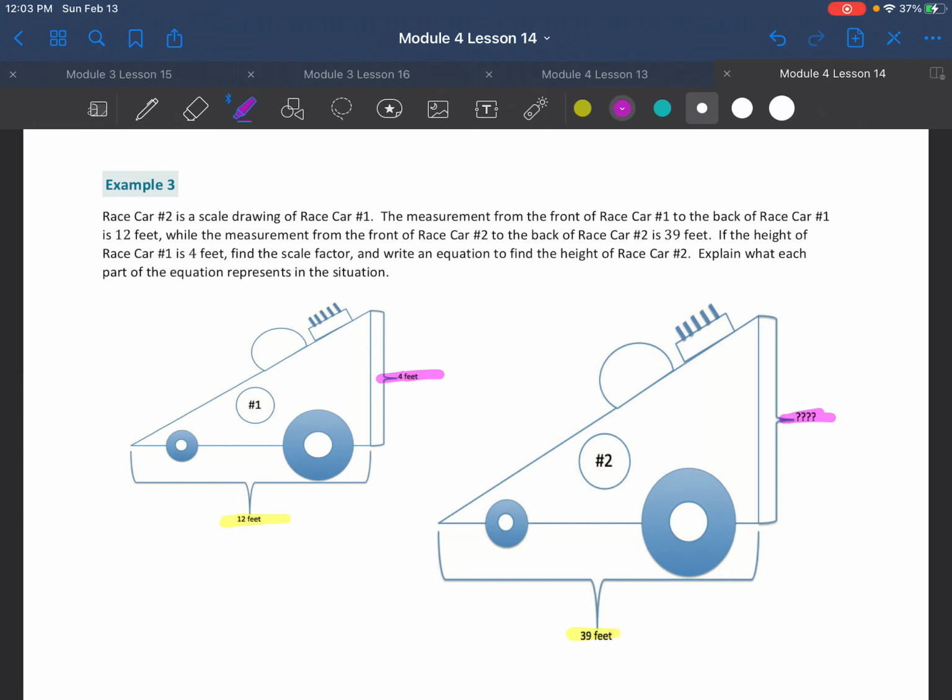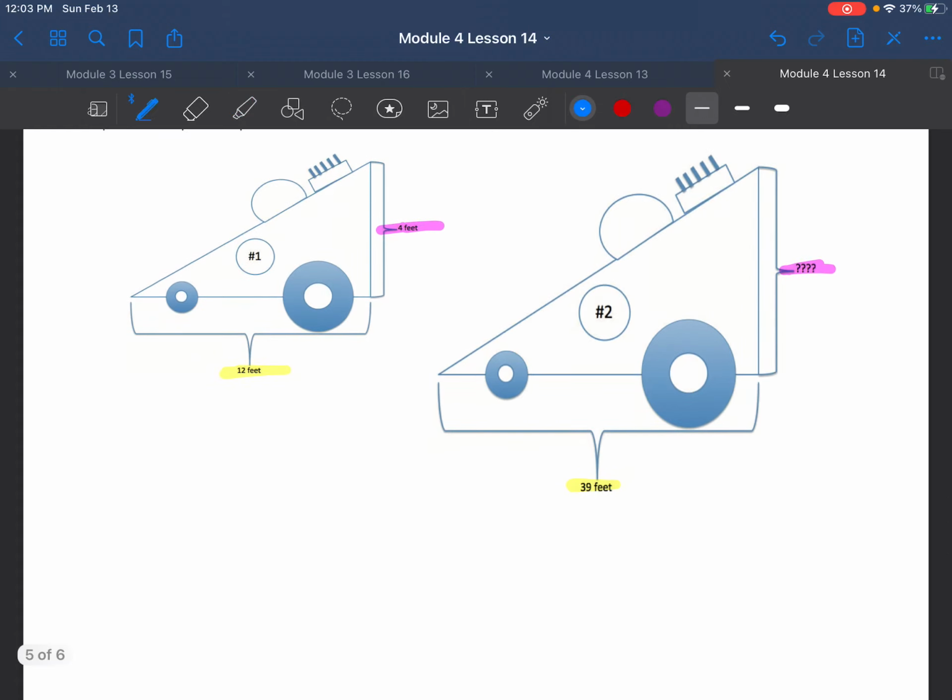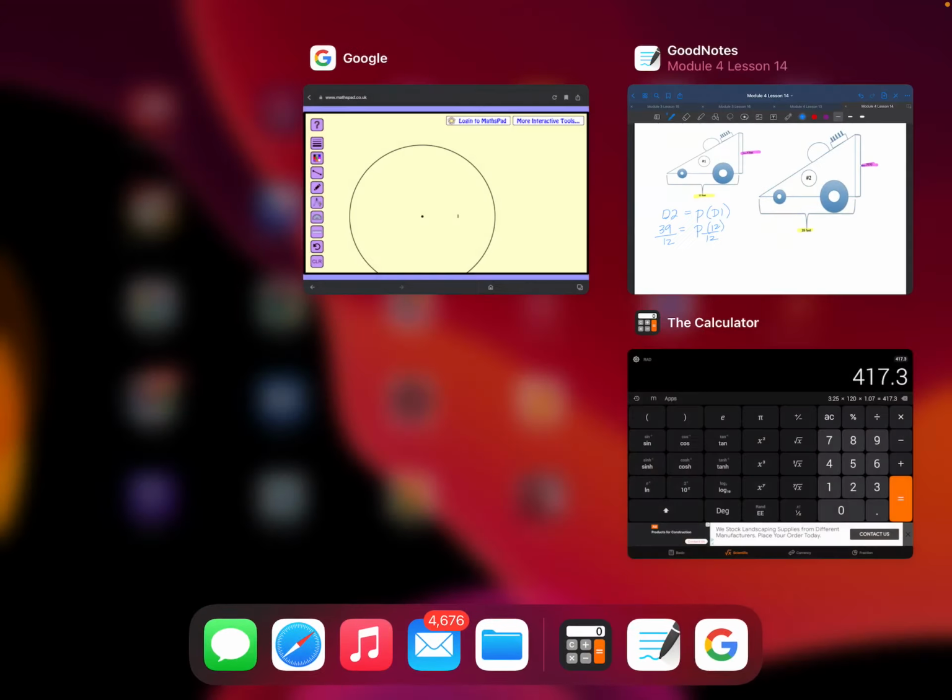So again, we have this information, right? We know what the length is. We have 4 feet for drawing 1, but we're looking for what the height is for drawing 2. That's what we're trying to find out. So to start out with, we need to find out, well, what is our percentage? What is our increase? And remember, the way that we do that is, in this case, we're going to take the larger, which is our drawing 2, and set it equal to the percentage of drawing number 1.